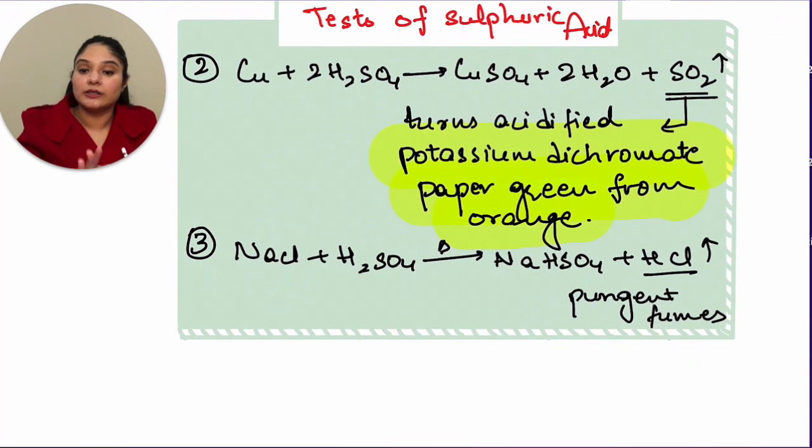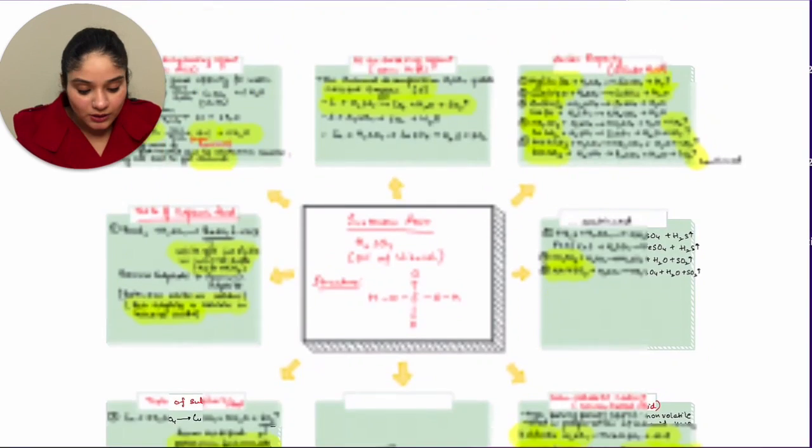Then the third is NaCl plus H2SO4 gives you NaHSO4 plus HCl gas. So HCl gas has pungent fumes. How will you confirm it? This is HCl gas, so you can use any of the tests of HCl gas. The most common one is ammonium hydroxide. When it comes near, you get white fumes. So that is the most common test for HCl gas. So pungent fumes are there. That is for HCl. So this is the first part of it.